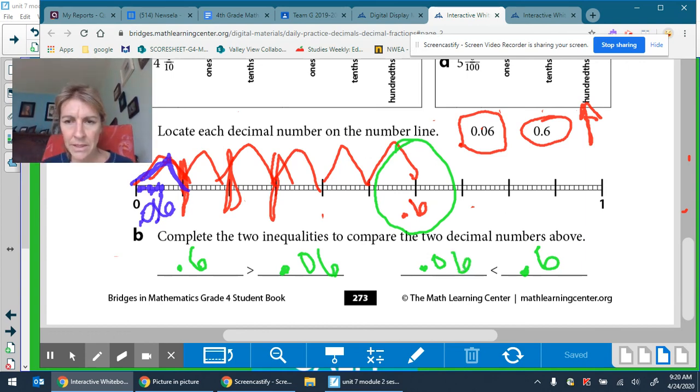Let's make sure I didn't make a mistake. When I say 0.06, that means 6 hundredths. This one is 60 hundredths. And that, my dears, is how you do page 273. You do it well and you do it efficiently. Keep being awesome, team. That is all we're doing today.